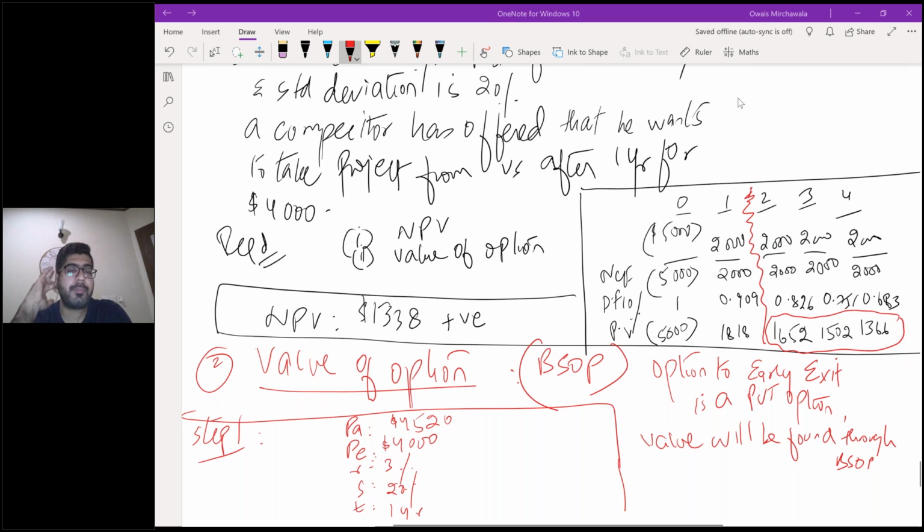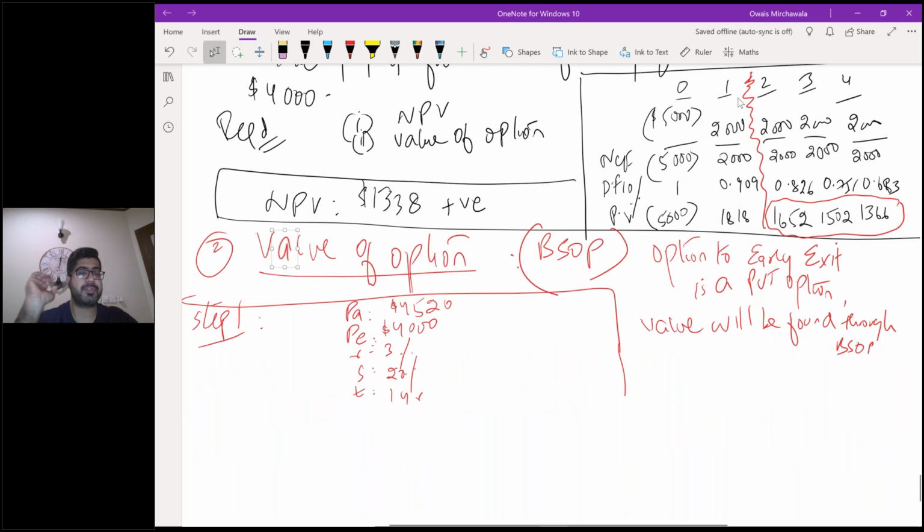Okay, so I think the first requirement NPV was clear to everyone. Then the requirement asks for value of option. Now you need to make sure that this is not an Alaska salvage question. Here the option value is being asked after NPV, so it's mixed with appraisal. In appraisal, if it asks value of option, there can be three options: expand, delay, early exit. Here the option is not to delay or expand, it's early exit. So this is an option to early exit, this is a put option, value will be found through BSOP. Once you decide the value will be found through BSOP, 5 steps.